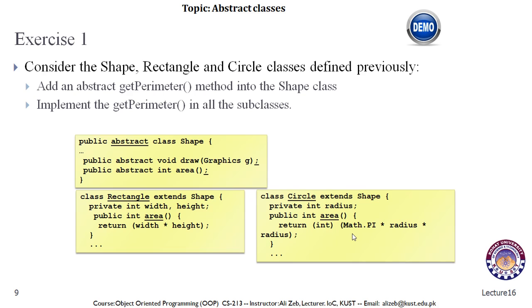So if we look at this simple example, consider the shape, rectangle, and circle classes defined previously. Add an abstract getParameter method into the shape class. Implement the getParameter method in all the subclasses. We'll look at an example in our next video. In this video, we talked about abstract classes and some of the rules that we need to follow whenever we deal with abstract classes. So see you in the next video for this lecture.